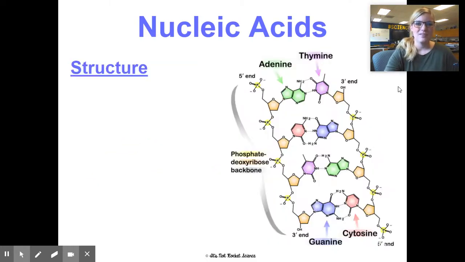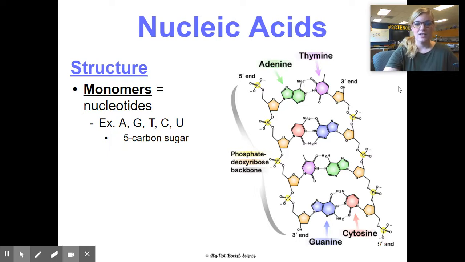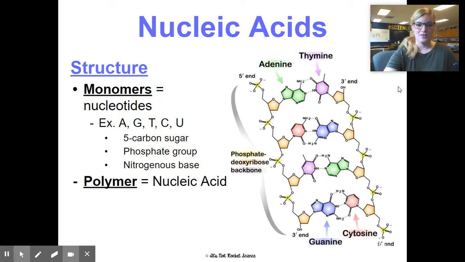So the structure of our nucleic acids: a monomer, or a single piece of our nucleic acid, is called a nucleotide. Now we have 5 different ones. We have A, G, T, C, and U, and we'll talk about those a lot more in depth when we hit DNA a little bit later on in the semester. They're made with a 5 carbon sugar, a phosphate group, and then a nitrogen base. Then when you combine them all together, you get your nucleic acid, and that makes your DNA and RNA.